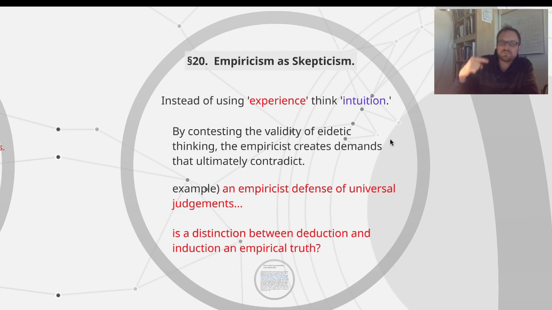So empiricism rests upon something that is not from empiricism, yet empiricism denies anything that goes outside of that which is empirical. So you end up with a sort of contradiction, right?